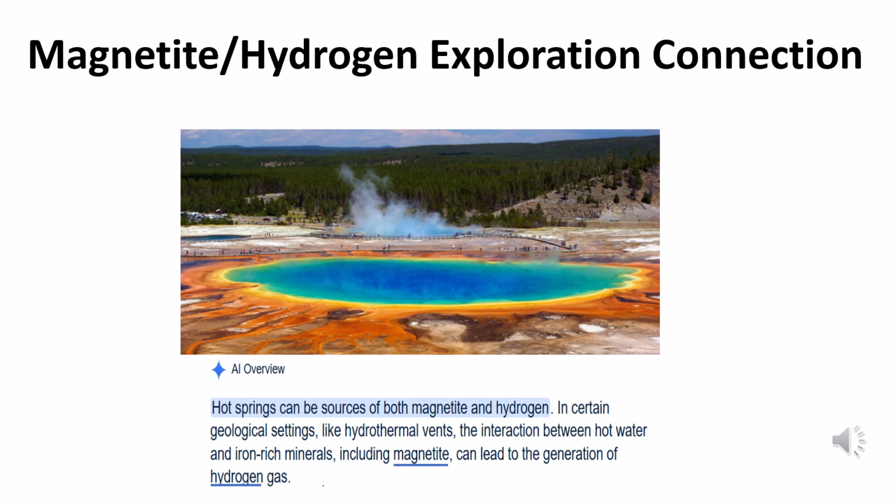In an attempt to discover geologic hydrogen reservoirs, this video establishes a connection between the presence of nano-magnetite and the presence of geologic hydrogen. Hot springs can be sources of magnetite and hydrogen. In certain geological settings, like hydrothermal vents, the interaction between hot water and iron-rich minerals, including magnetite, can lead to the generation of hydrogen gas.